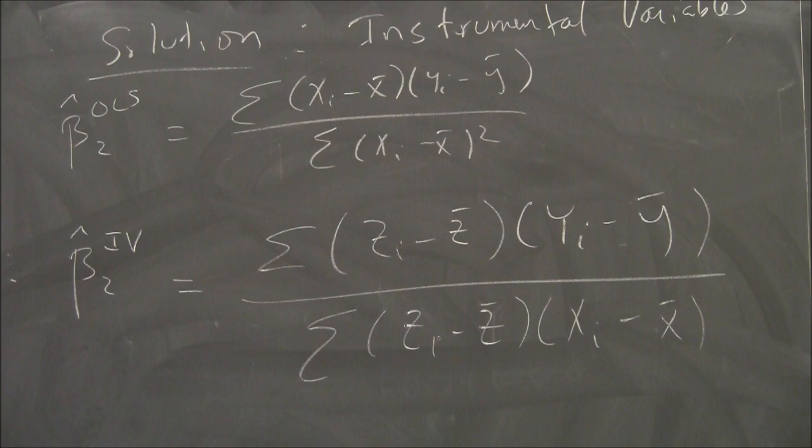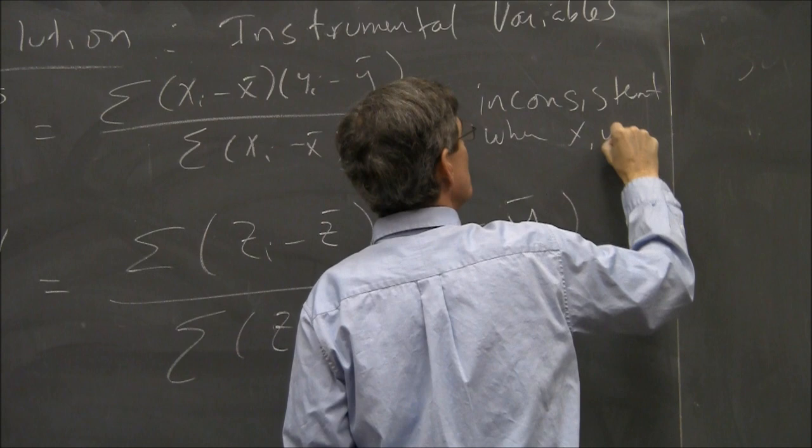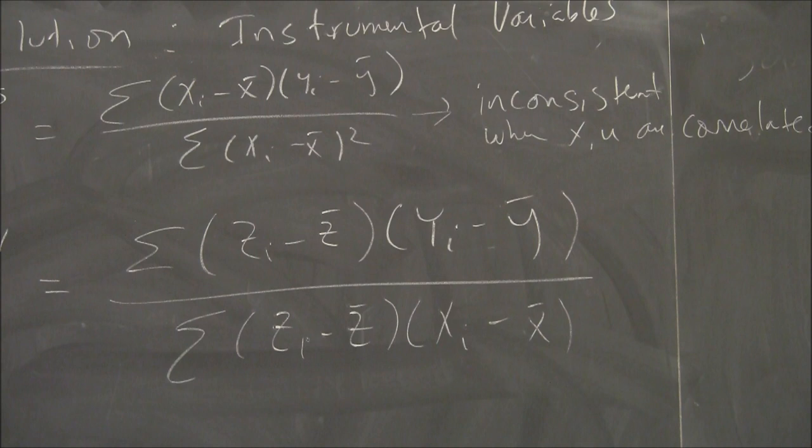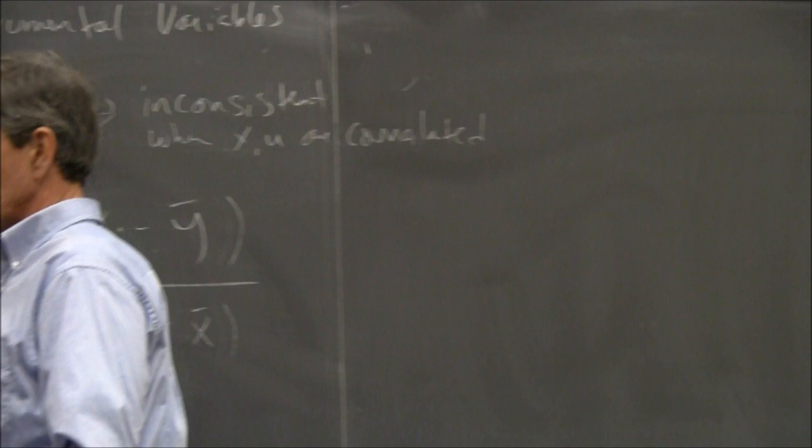So we want to see if this estimator is consistent. We know the OLS estimator is inconsistent when x and u are correlated. That's what we've been showing all day. We want to look at this estimator and show it's consistent. We've overcome the problem with this estimator. It's not as precise, it'll have a slightly bigger variance, but it is consistent. So what we're going to do is sub in for these terms.